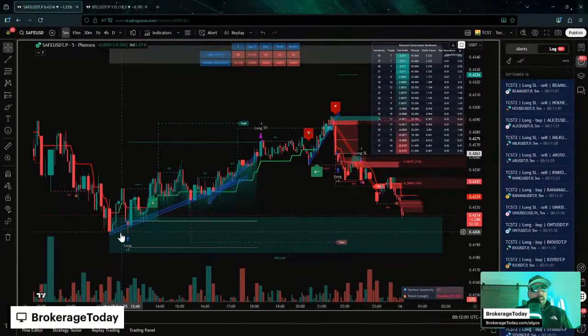So I just want to show you guys this exact setup gets printed every single day. And if you get good at looking for it, you could take advantage of it as well. Look at this long signal that gets set up right here. This is in what's called a discount zone. And the take profit ran all the way right up here to this level.